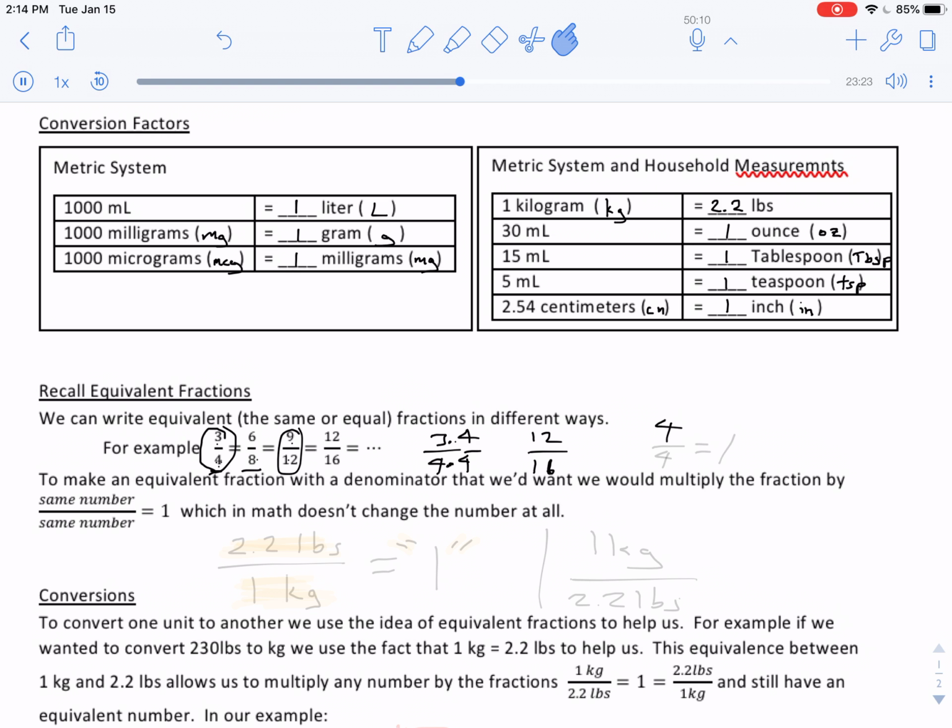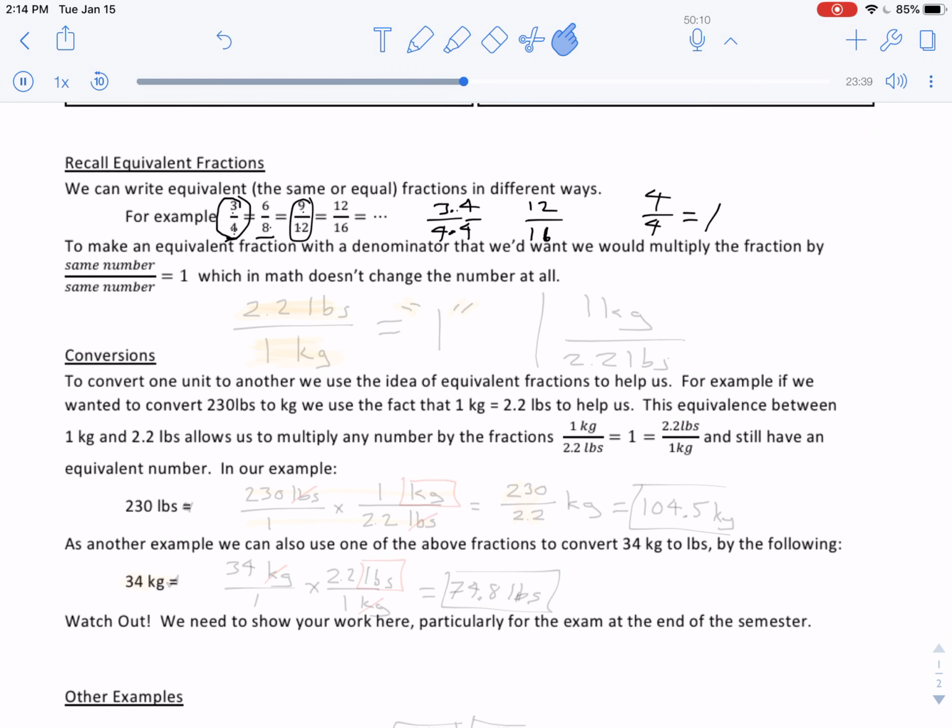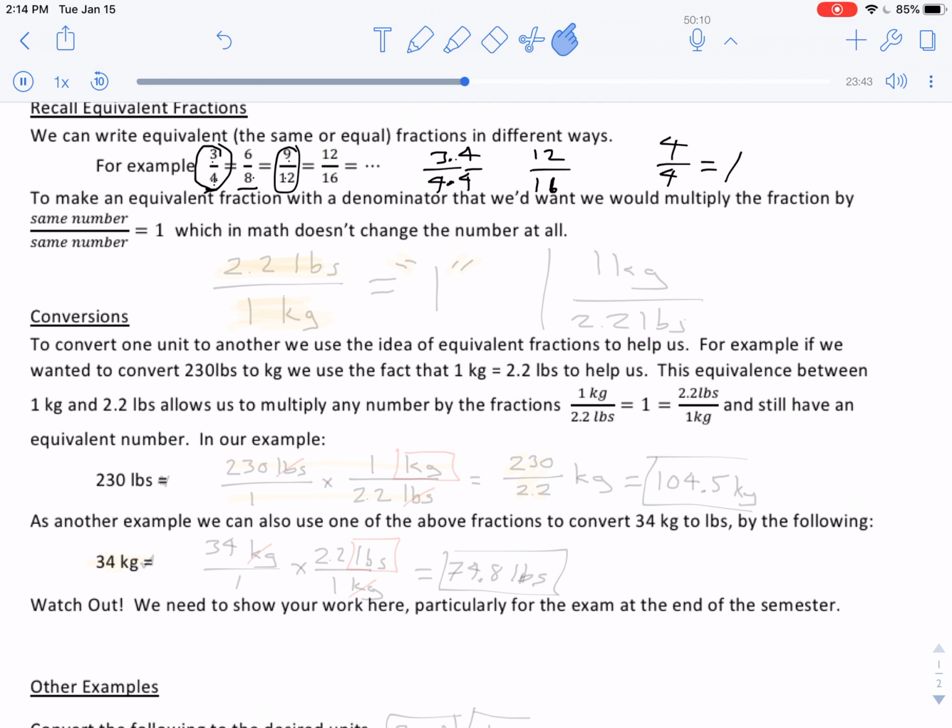So what is 4 divided by 4? 4 divided by 4 is 1. When I multiply 3/4 by 4 over 4, I'm really just multiplying by 1, and when I multiply anything by 1, I get the same thing back. So here I am justifying why we can do this and why it doesn't change the fraction number at all. We're not dealing with building up fractions, but what I am talking about is that if I take a fraction, let's say I take this 2.2 pounds, and I'm going to write the units here.